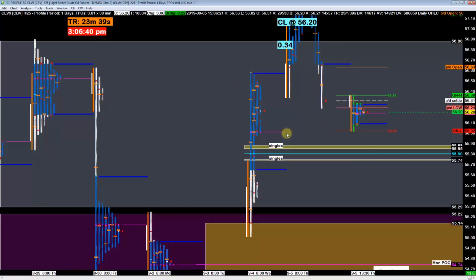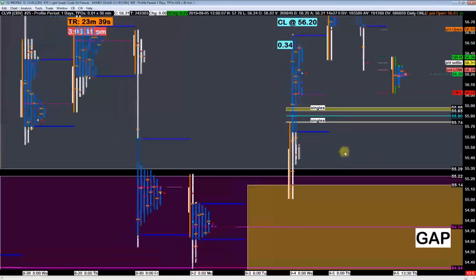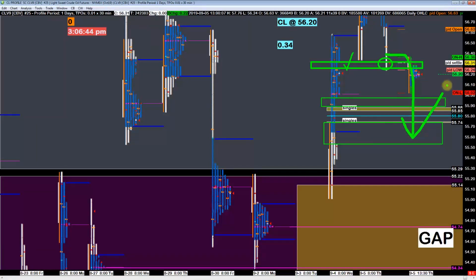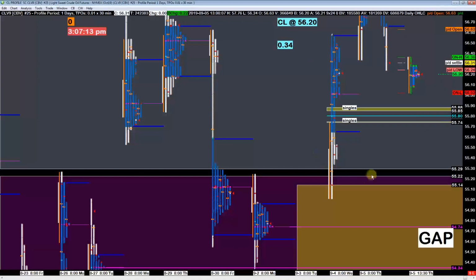In yesterday's video, I made reference to the fact that the profile was just ugly. Completely no structure on that profile. We were able to repair these two TPOs, so that has been repaired into the close. We have more repairs to get done. We have singles, we have two TPOs around 55.90. We have a bunch of two TPOs all the way to 55.50. So you guys trading oil tonight and coming into tomorrow, those are targets to the downside on oil.